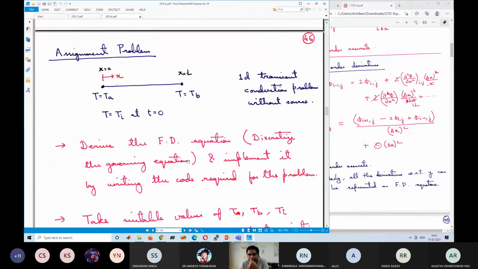Then implement this discretized governing equation by writing a code. You can write a MATLAB code or any other code. I will formally give you an assignment, but you can write a MATLAB code or use any other programming language. MATLAB is easier, so I am recommending MATLAB. Generally for scientific computing, Fortran or C is used, but nowadays MATLAB has become very popular because it is easy to implement. MATLAB codes run a little slower than Fortran or C codes, but for small problems it is fine.